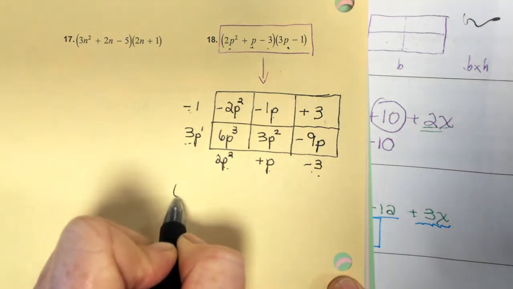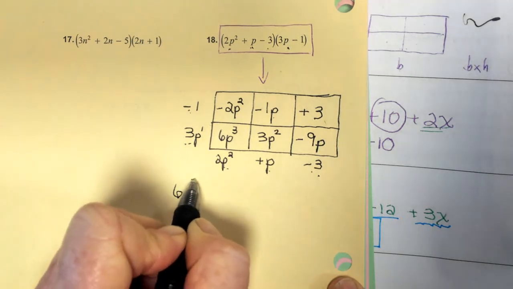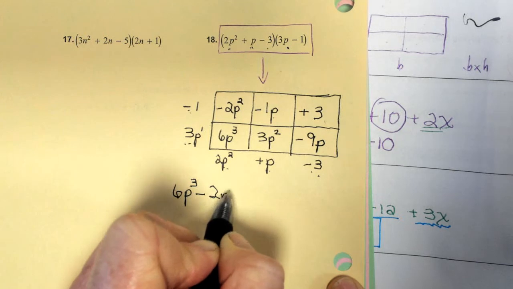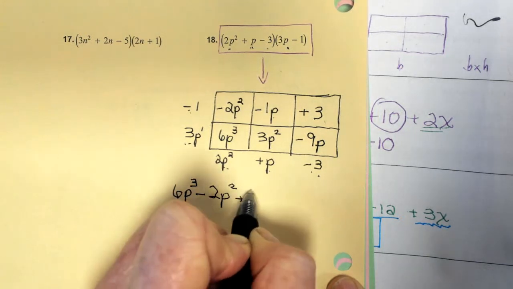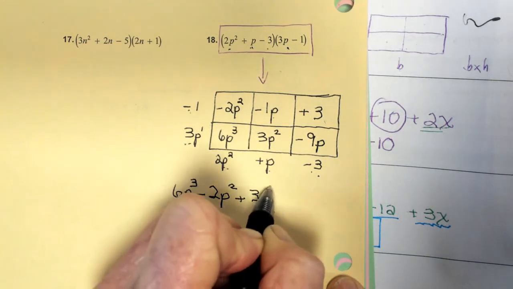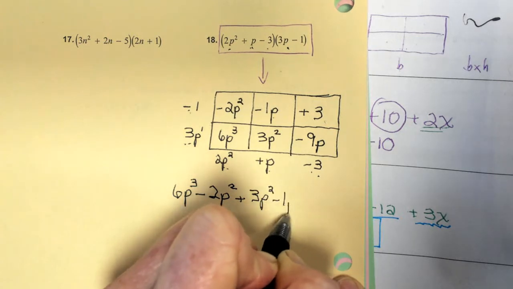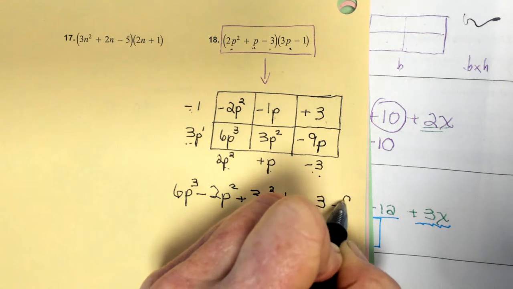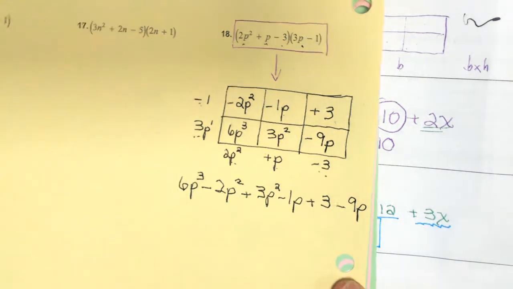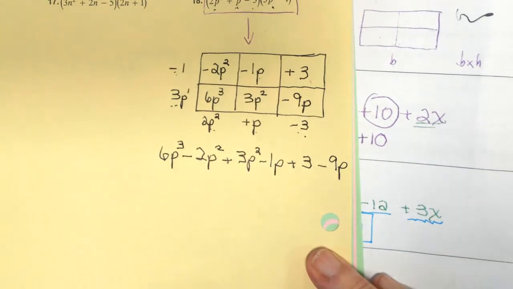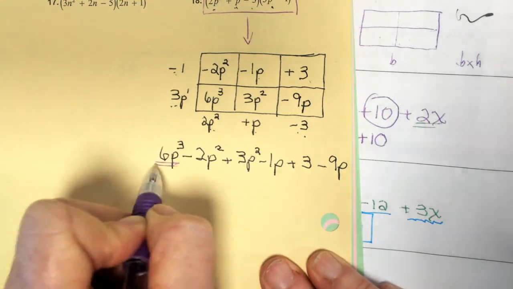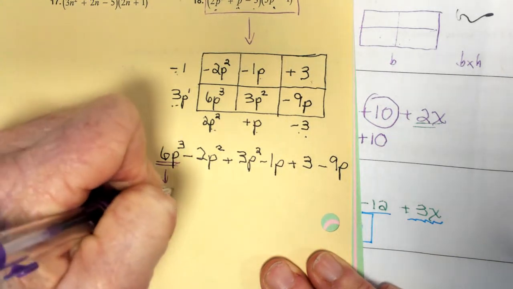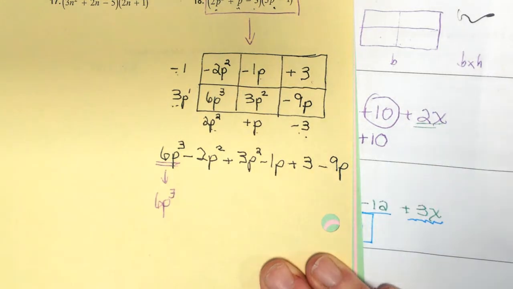So I'm going to go 6p to the power of 3 minus 2p squared plus 3p squared minus 1p plus 3 minus 9p. Okay, so now I'm looking for everything that's the same. Well, I only have one p cubed, and I've got 6 of them, so I'm going to go 6p cubed. Right, took care of that one.